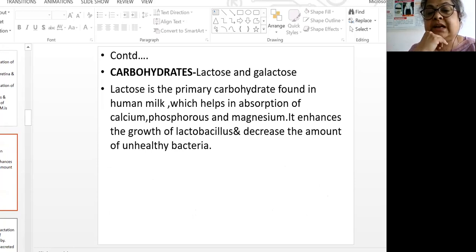Then carbohydrates, lactose and galactose. Lactose is the primary carbohydrate found in human milk, which helps in the absorption of calcium, phosphorus, and magnesium. It enhances the growth of lactobacillus and decreases the amount of unhealthy bacteria.